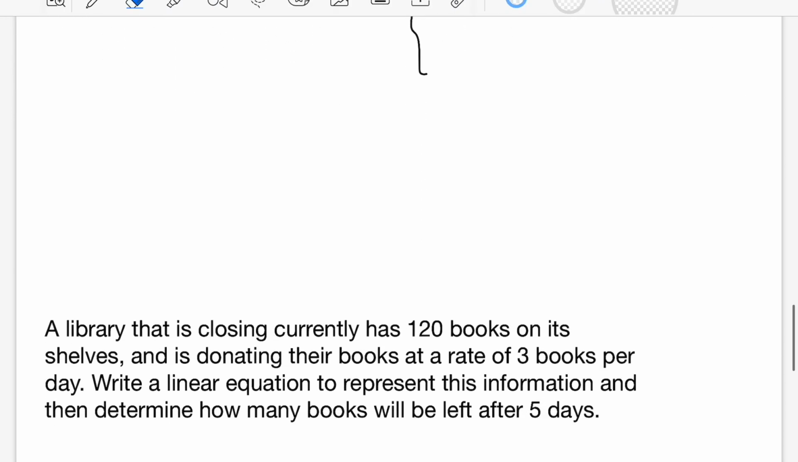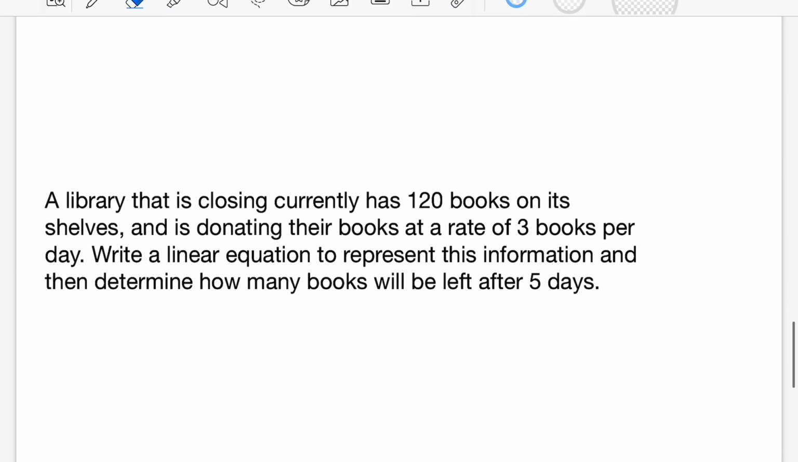All right, so the last thing we're going to look at is this word problem here. Suppose we're told that a library that is closing currently has 120 books on its shelves, and it's donating books at a rate of 3 books per day. We want to write a linear equation to represent this information, and then determine how many books will be left after 5 days.